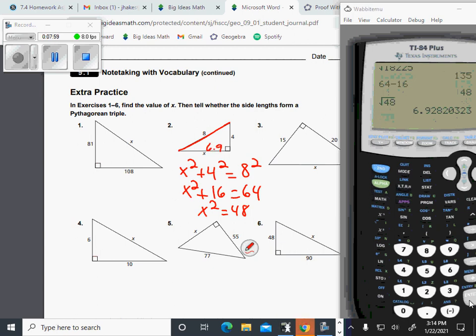Is this a Pythagorean triple? No, it doesn't really satisfy. But we did solve for x. And they're not nice whole numbers.